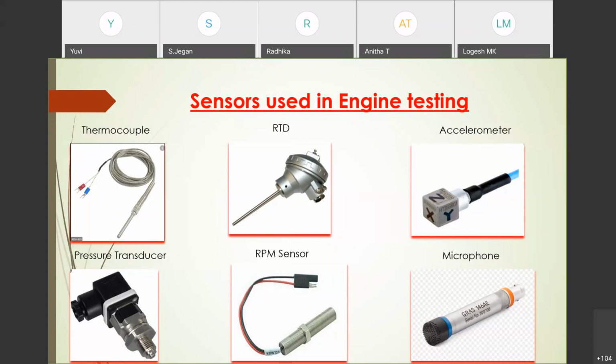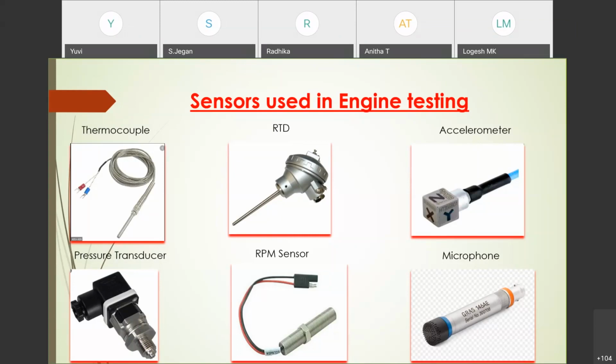Similarly, for the optical type, instead of a probe, we use light rays. We use light rays and a reflecting sticker. Whenever the reflecting sticker cuts the light rays, it gives a pulse output, one pulse per cut.